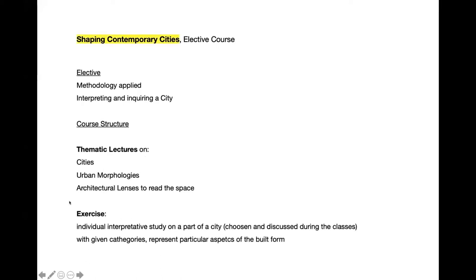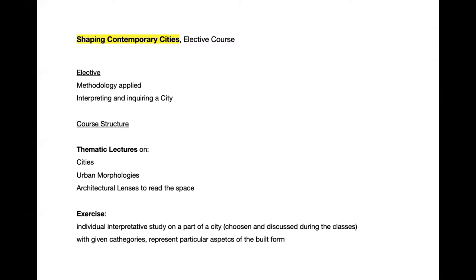So what I did in the first course was a thematic lecture looking at cities, urban morphologies, but also looking through architectural lenses to read the space. The course was called Shaping Contemporary Cities. I had around 45 students who selected this course among a variety of options. I asked them to individually make an interpretation of a part of a city, and the city was a free choice, wherever in the world.